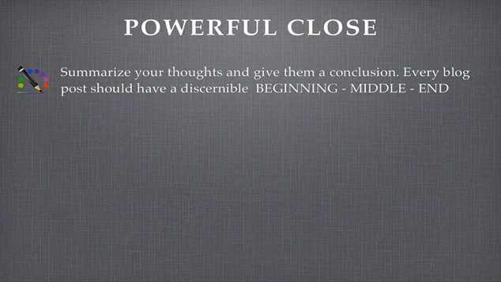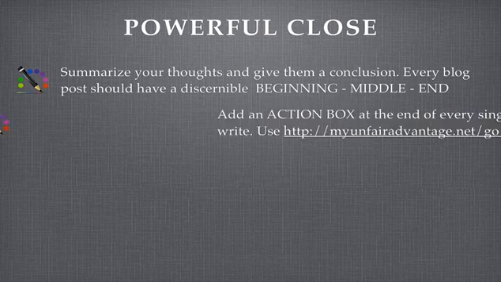Have a powerful close. The powerful close is done by summarizing your thoughts, giving them a conclusion, and having a discernible beginning, middle, and end. They need to know it's the end of the post. They need to know it's the beginning of the post because you're starting the story. The middle is where you're giving them the modular content, A, B, C, D. Step 1, step 2, step 3, and the end is the summary. So this is what you've learned. This is what you should do next. Every blog post should have a discernible beginning, middle, and end. Okay? You need to summarize your thoughts and give them a conclusion at the end.